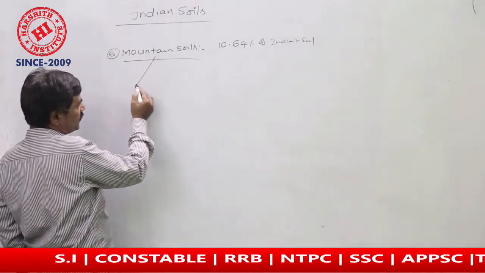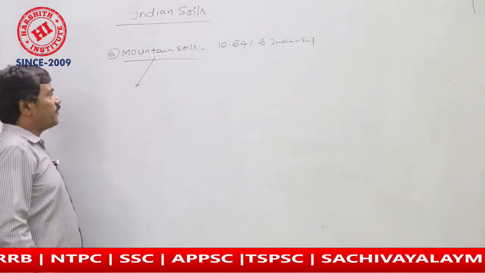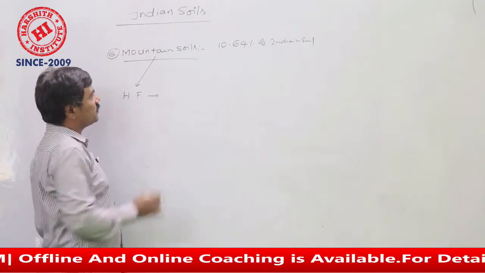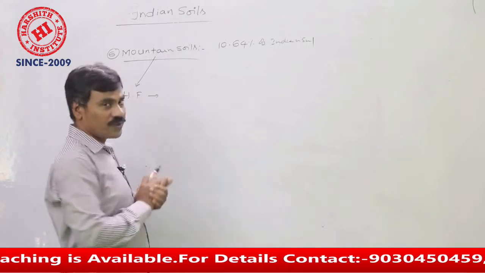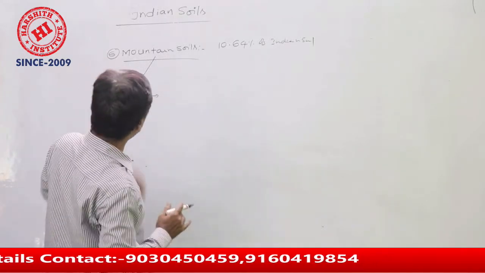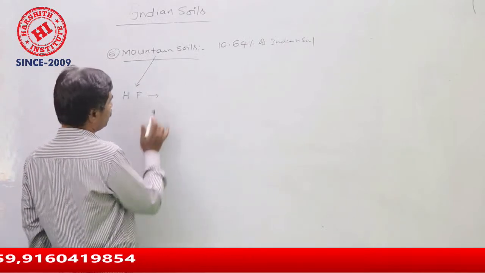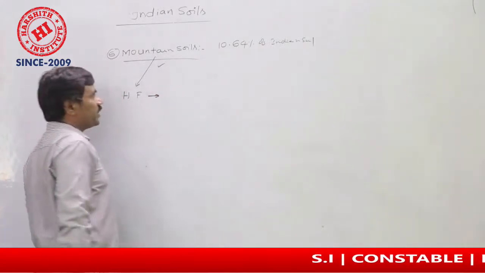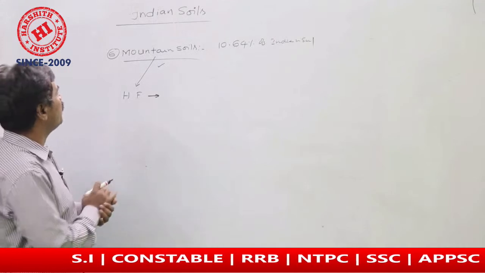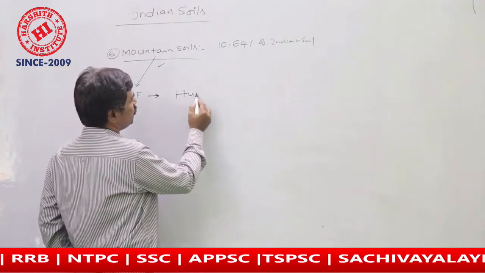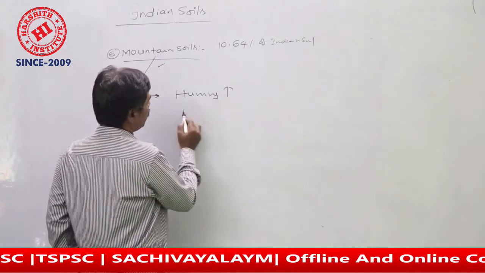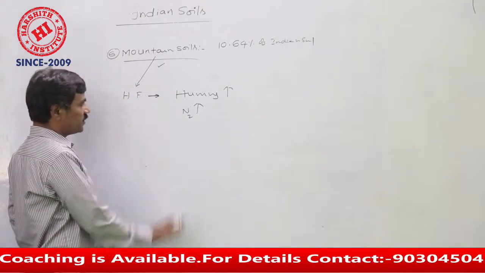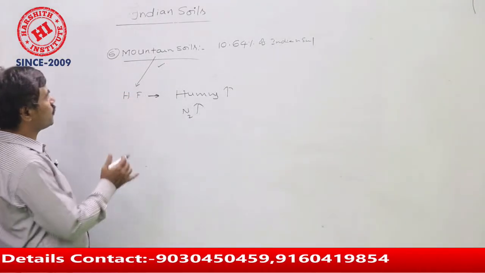Mountain soils are high fertility soils, which is why they are called high fertility soil, because these soils develop on the slopes of mountains in different regions. On the slopes of the mountains, different types of waste material decompose and convert into humus. The humus percentage will be more, nitrogen will also be more, and other minerals are also present in higher percentage compared to other soils.